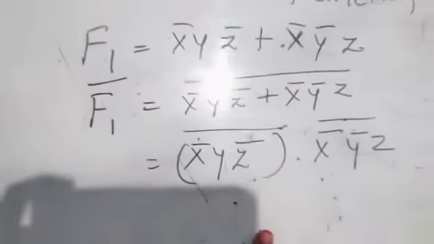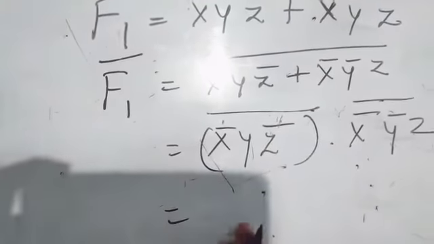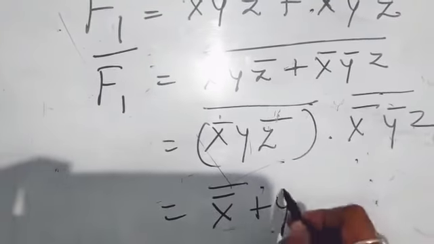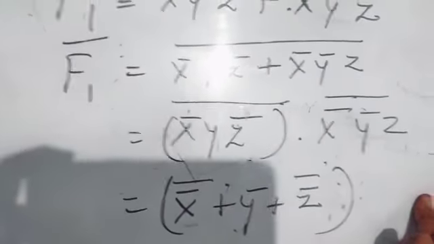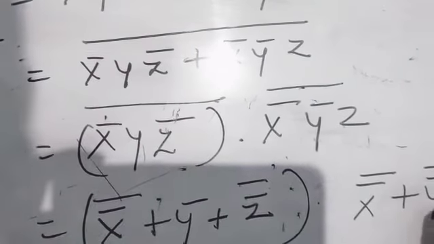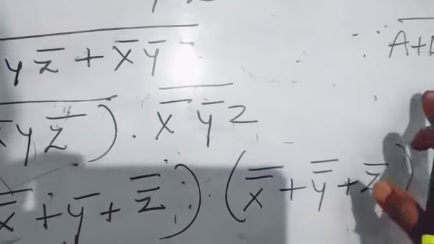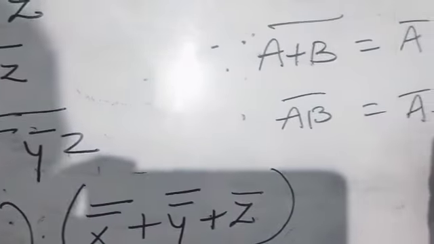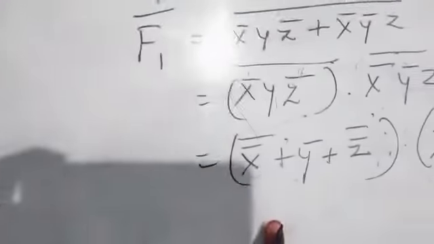Then we can write the total expression as x bar y z bar whole bar into x bar y bar z whole bar, and expand each: x bar whole bar plus y bar plus z bar whole bar, and x bar whole bar plus y bar whole bar plus z bar. This is also a law: a into b whole bar is equal to a bar plus b bar. This is also one of De Morgan's laws, and by using that we can write it like this.